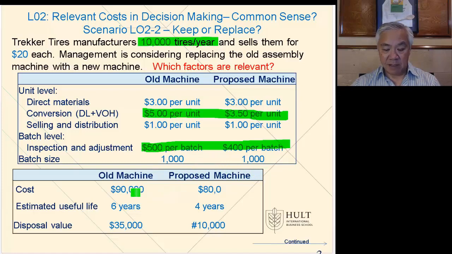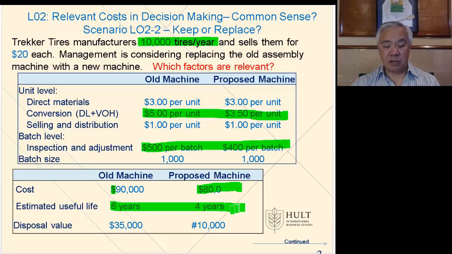Is the cost relevant? The cost of the old machine is not relevant, but the cost of the new machine is relevant. The estimated useful life of the old one is relevant because we want to know how much longer it will be useful in the future. And is the disposal value relevant? Yes, it's relevant for the old machine because if we have a new machine, we'd be able to sell the old one, and that is relevant. And is the disposal value relevant for the new machine? Yes, because at some point we're going to be selling it and it's relevant.